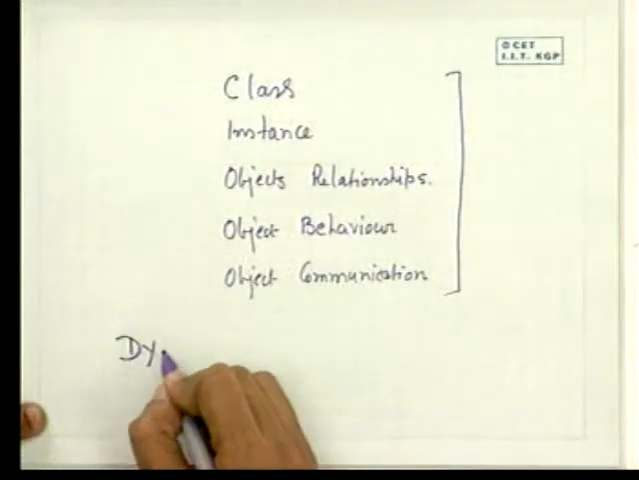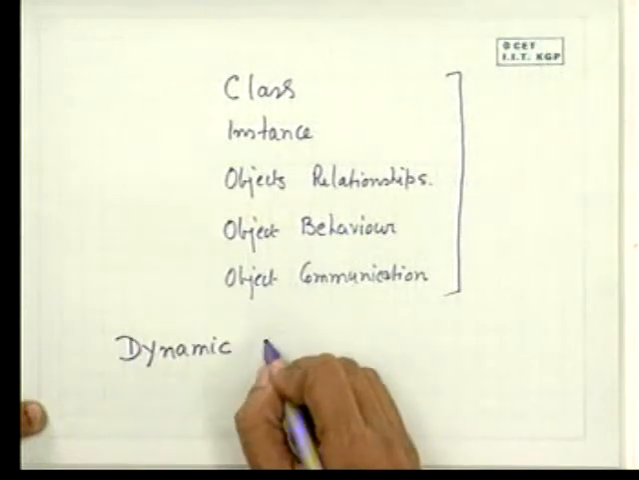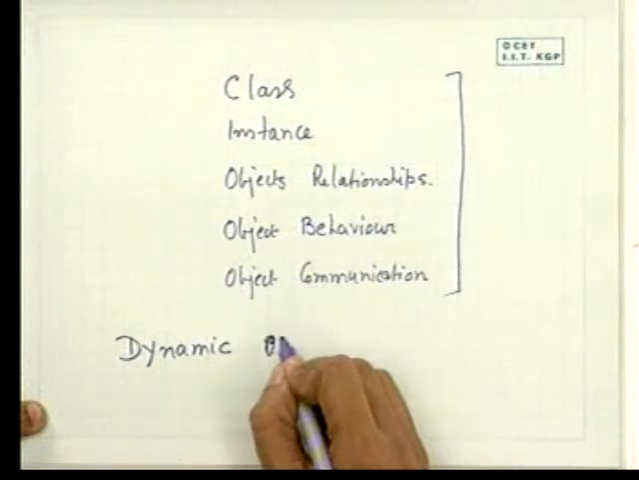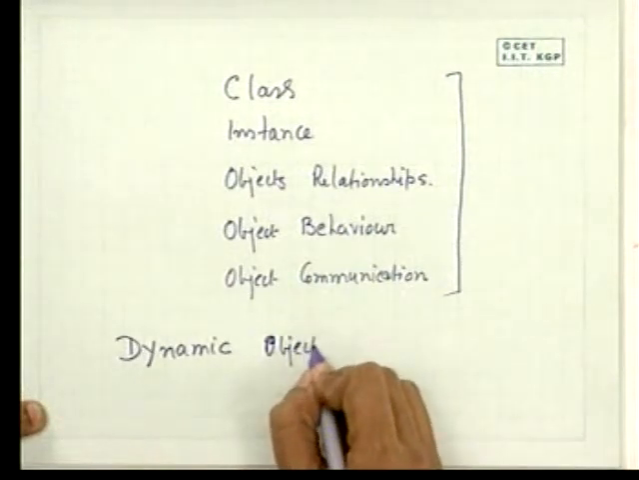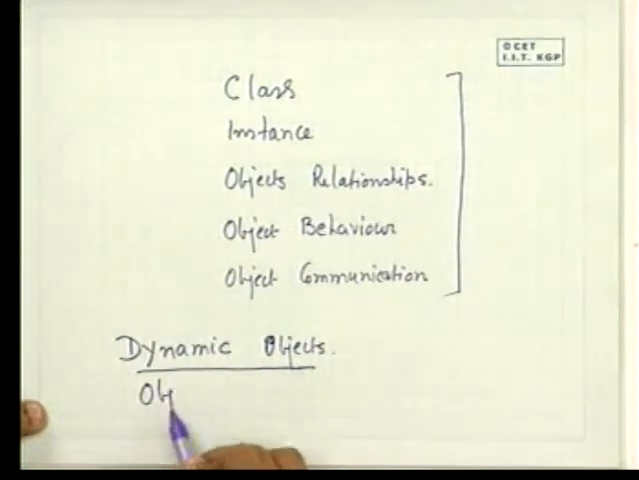What we will be doing later on is that in the next class, we will look at one more feature: how to capture the dynamic aspects of objects, dynamic behavior or dynamic objects, and how to model them. And then in the class after that, we will look at object-oriented programming languages.